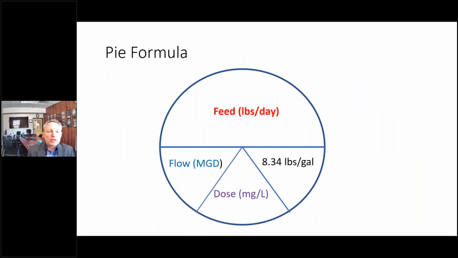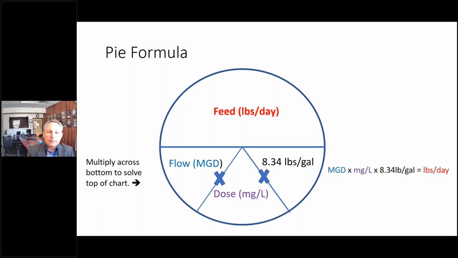You can also use a pie formula. In the Ken Carey books, they call this the Davison Pie Formula. And the way it works is you multiply across the bottom of the chart to solve the top. It's the same formula. It just makes a handy way to grab your data. And it works out to the same equation as the pounds formula: flow in MGD, times milligrams per liter, times 8.34 gives you pounds per day, your feed rate.